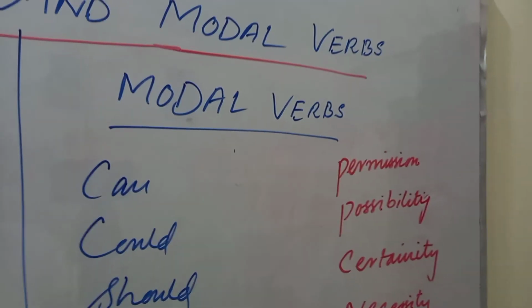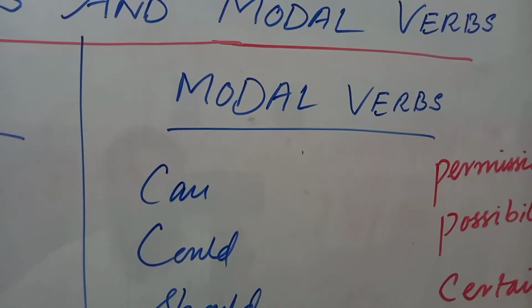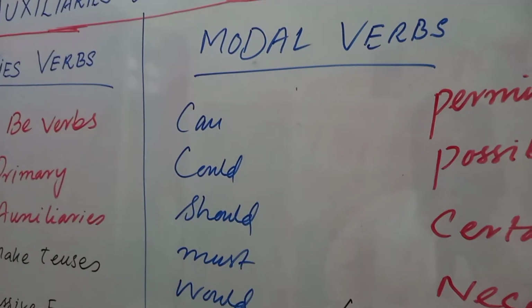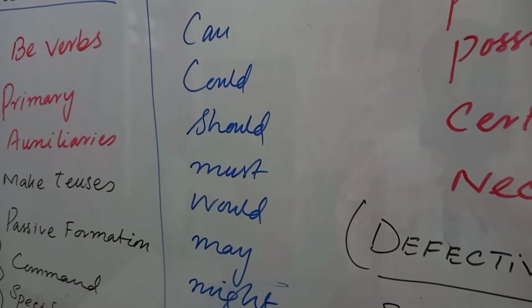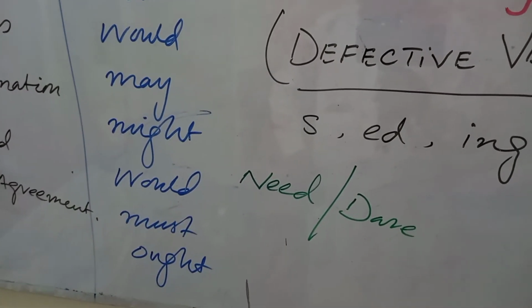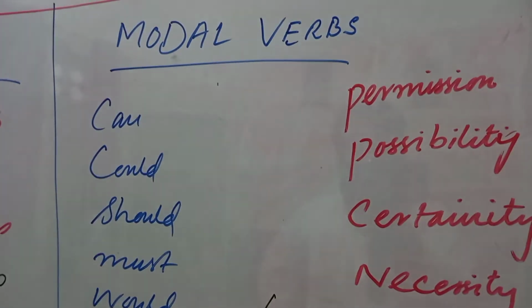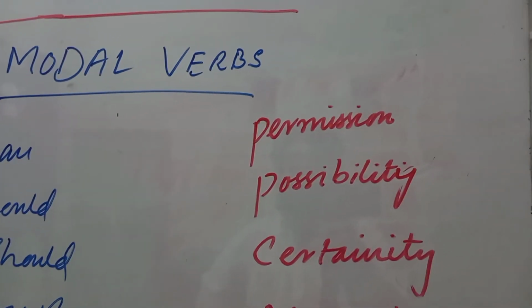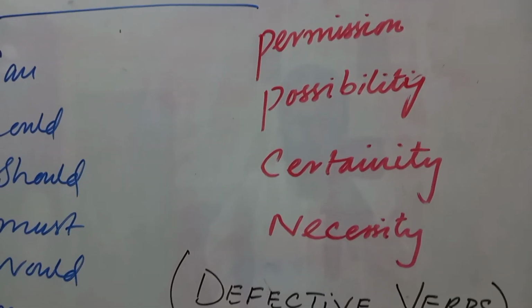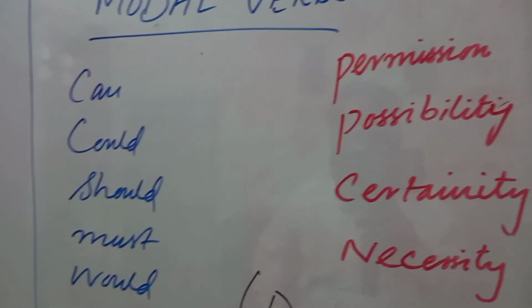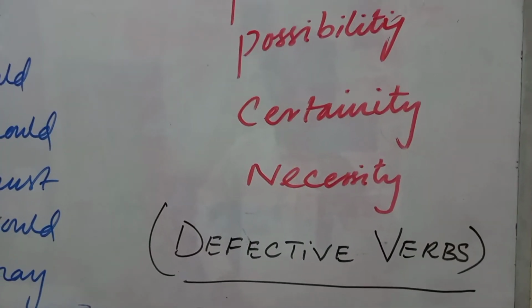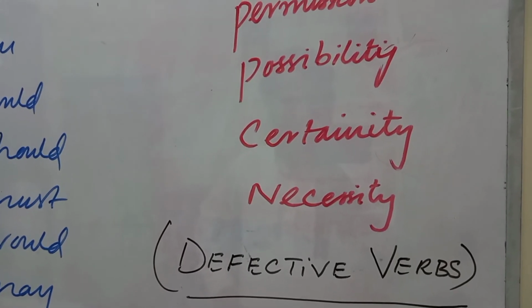As far as the modal verbs are concerned, they are can, could, should, must, would, may, might, would, must, and ought. These are the modal verbs. They are used for permission, possibility, certainty, necessity. These are the different usages when they are used. So they can also be called defective verbs.